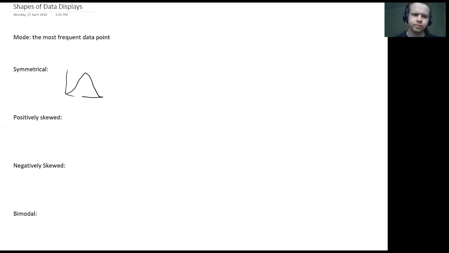A positively skewed set of data is when the mode is not in the middle. If we have a histogram, the rough shape of it is going to look like this, where the mode, the peak of that histogram, is shifted to the left. And when it's to the left, we call that positively skewed. Another way of thinking of that is there are more small numbers than there are big numbers.